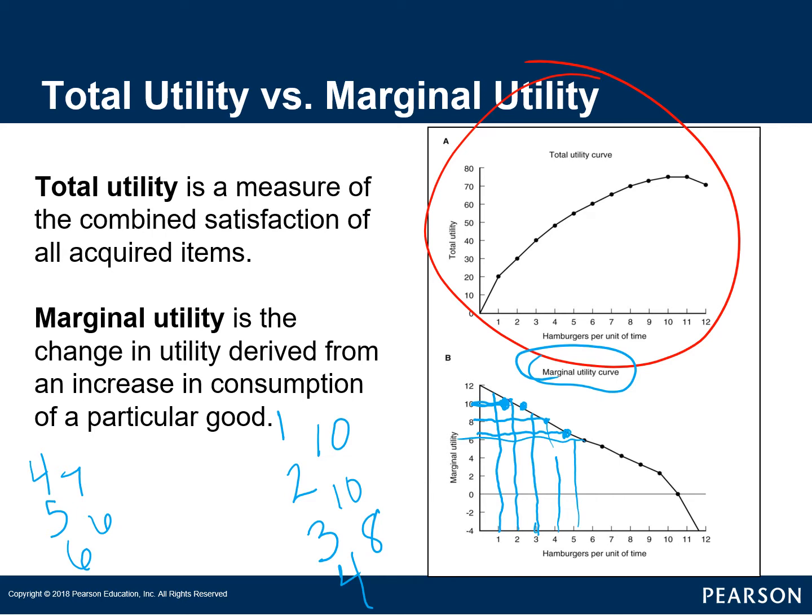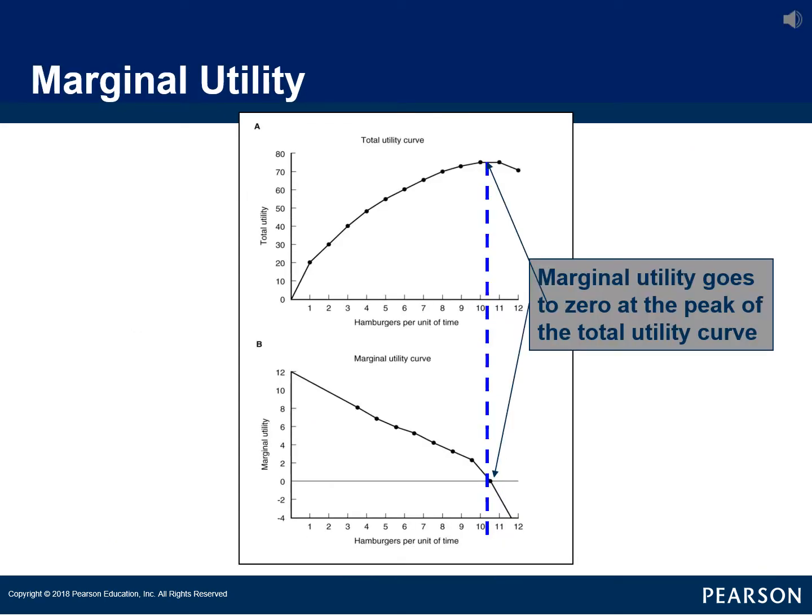So you can see as we increase the number of hamburgers that we are eating, our marginal utility is decreasing, which makes sense because the more and more hamburgers you eat, the less value that additional hamburger has. You can also see that we peak out here at a certain point, and that point is when the marginal utility is 0. That is when our total utility curve is going to reach its highest point.